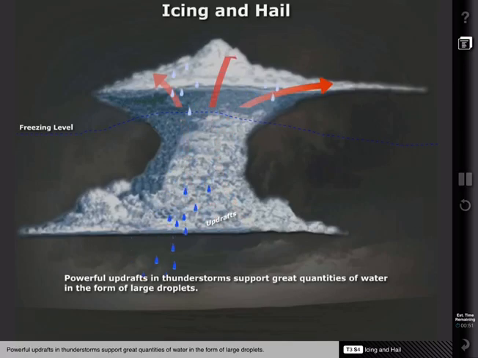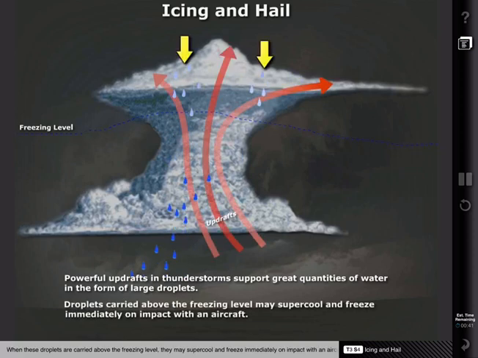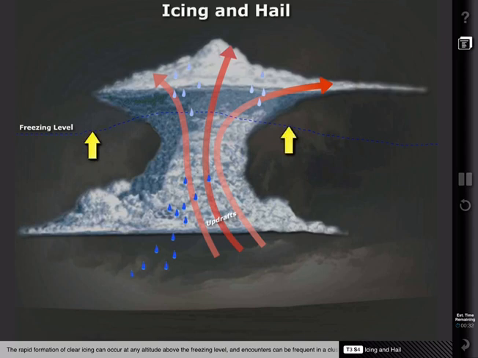Powerful updrafts in thunderstorms support great quantities of water in the form of large droplets. When these droplets are carried above the freezing level, they may supercool and freeze immediately on impact with an aircraft. The rapid formation of clear icing can occur at any altitude above the freezing level, and encounters can be frequent in a cluster of thunderstorm cells.